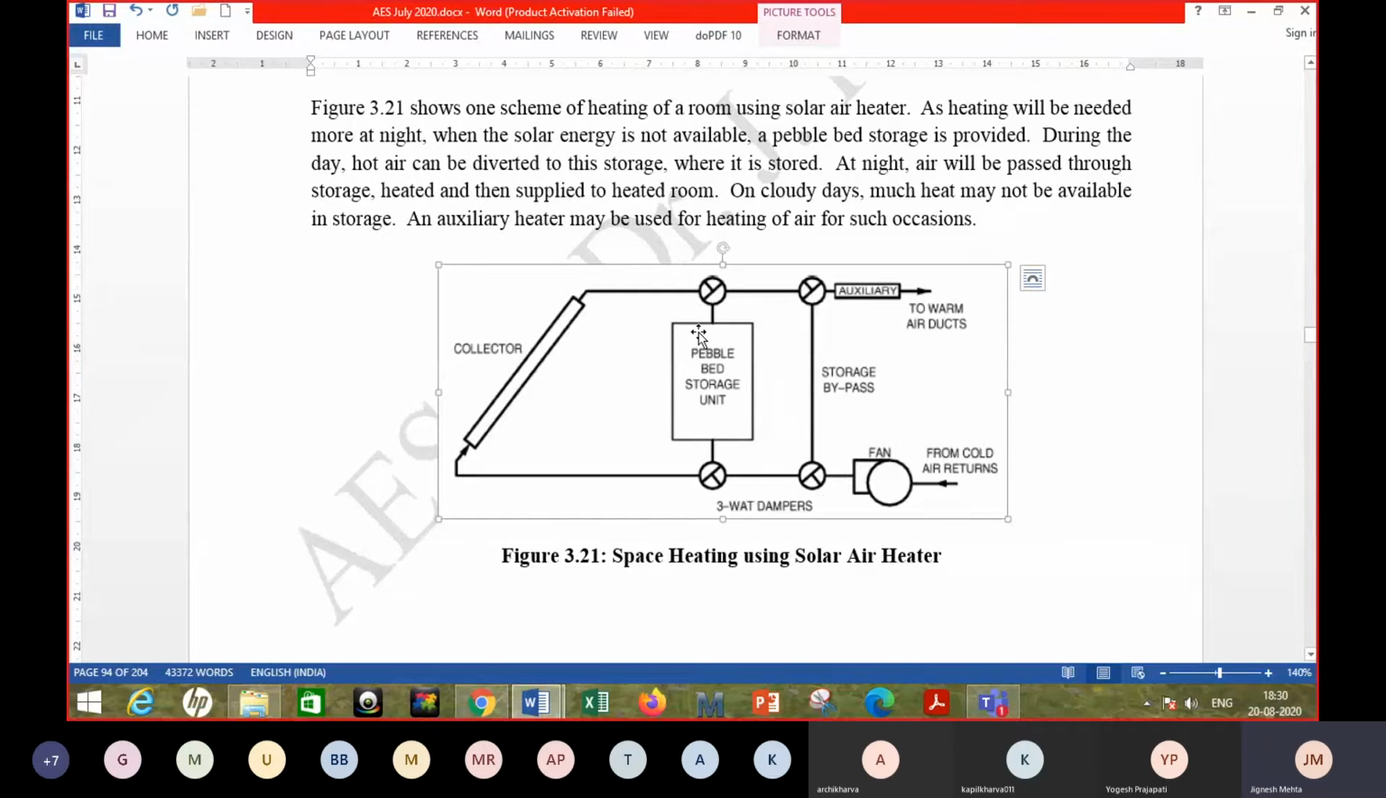It will again take the air from those rooms which is at around 20 degrees Celsius, and it will pass it through this pebble bed storage. So it's not generally advisable to go for a closed loop, otherwise you will be consuming much higher additional energy in heating.